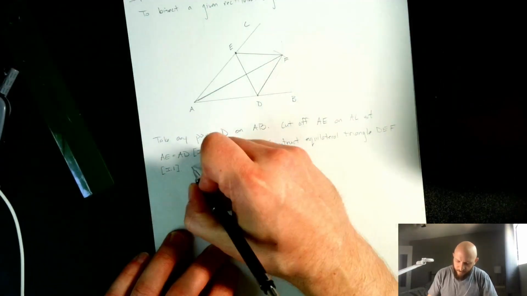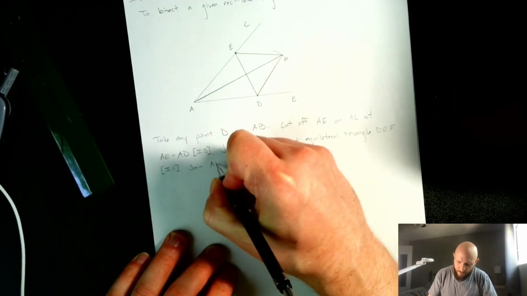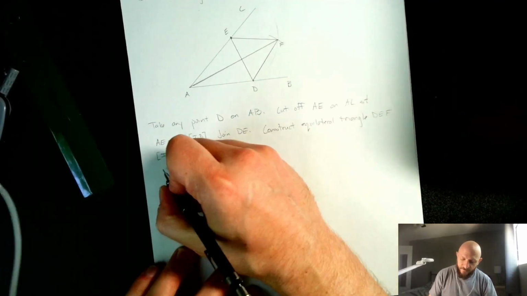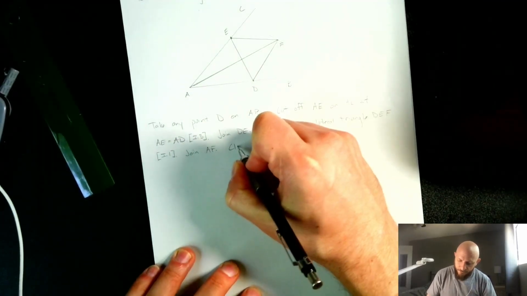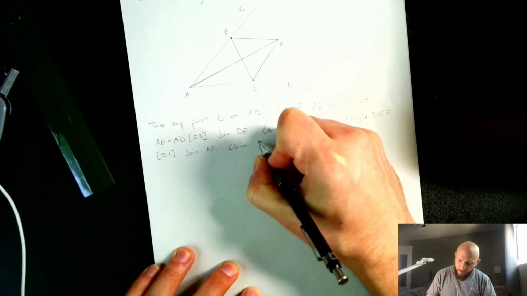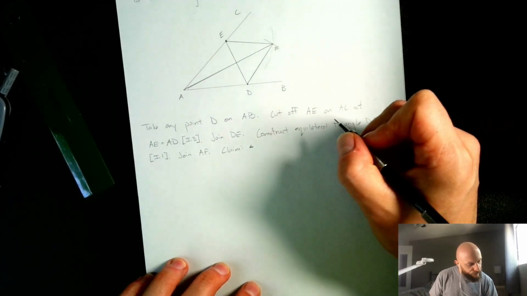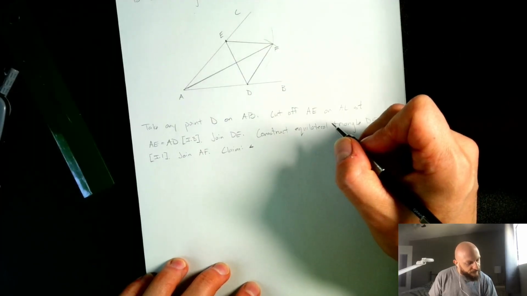So DEF, yep, and then join AF. And then we're done, at least as far as the claim goes. Claim: angle, let's see, which one do they use? We could use either one, DAF.